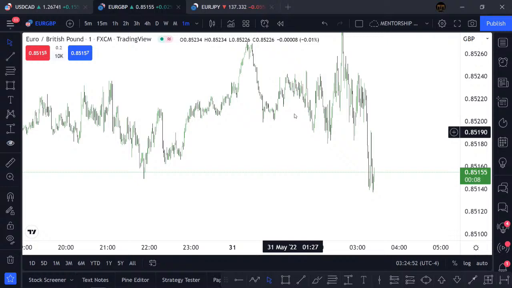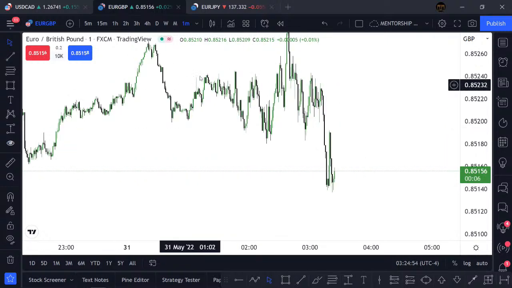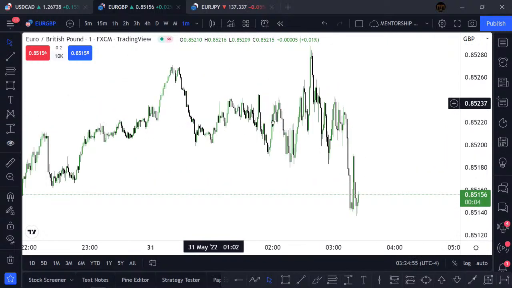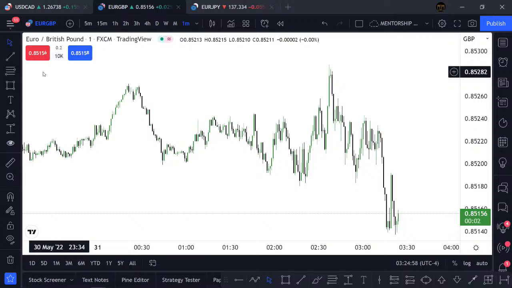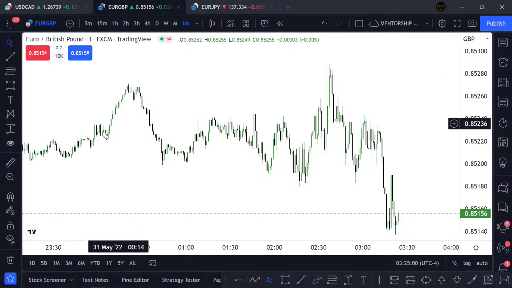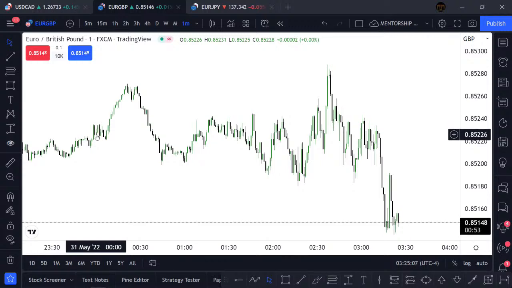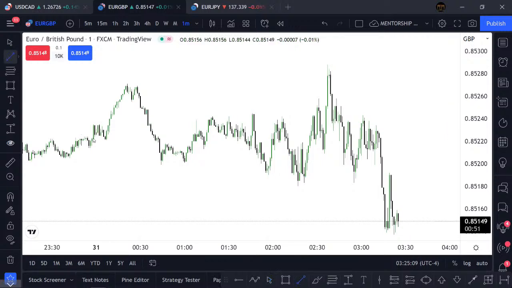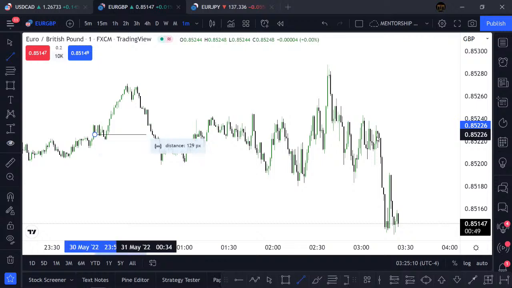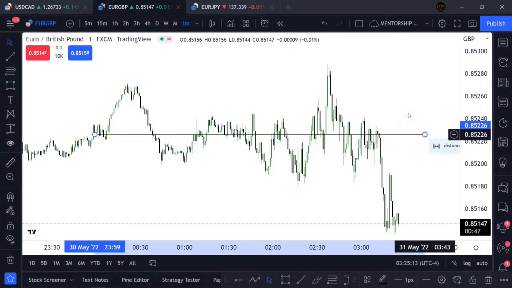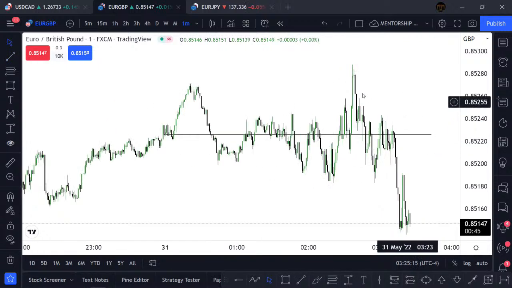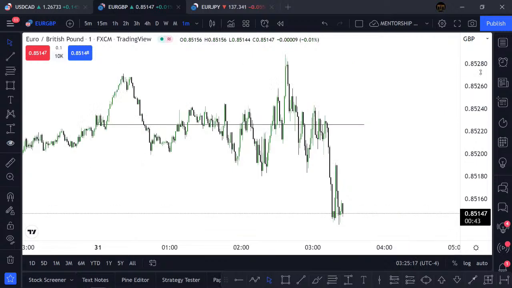So this is what I love to do. I love marking the midnight open price, which is around here. I love marking it because I would want to see price trade away from it, something like 20 pips. Then price will always go back to that same level. So you will only see this if you're using a 1 minute chart. That's when you want to have a clear image.